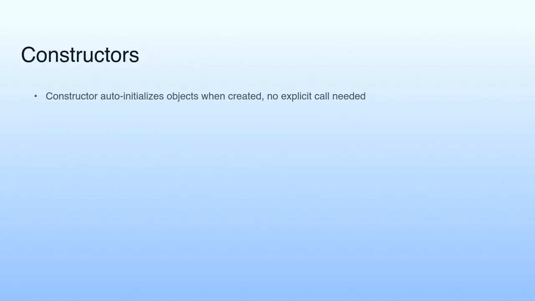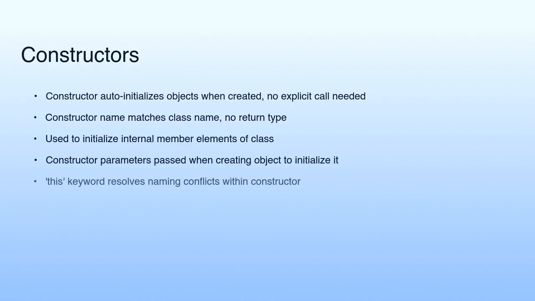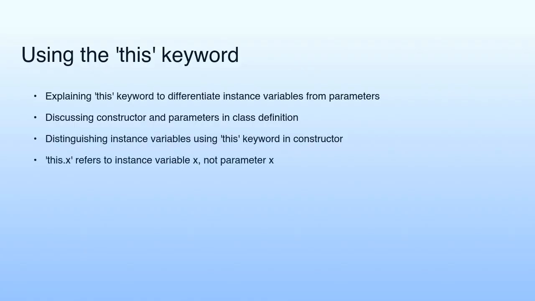Constructors provide a way to automatically initialize objects when they are created without requiring an explicit call. The constructor's name matches the class name, and it accepts parameters to set the initial values of the object's internal member elements. The this keyword is used within constructors to differentiate between instance variables and parameters when they share the same name. It resolves naming conflicts by referring to the current instance of the object being constructed.